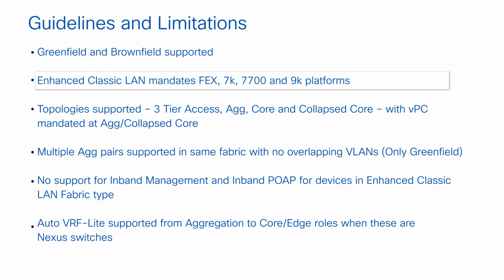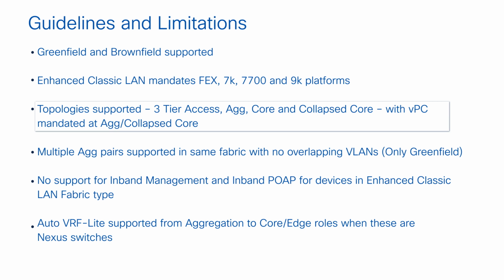However, Enhanced Classic LAN does have a mandate on the platforms. We do support FEX, the 7K, 7700 and the 9K platforms only. There's no support for the 5K and 6K. If that's a platform you have, we definitely do recommend that you use the legacy classic LAN type and plan for the migration. All of these details are also included in a white paper that we have published on Enhanced Classic LAN.